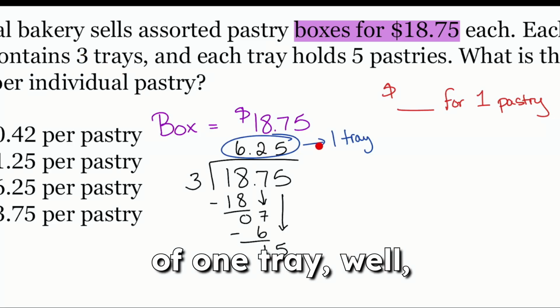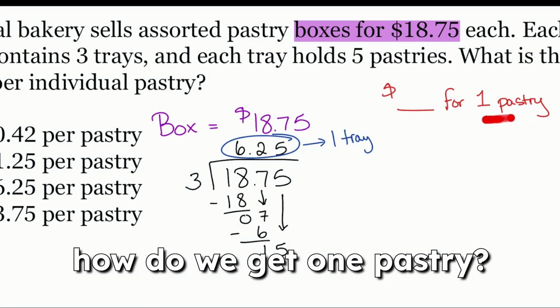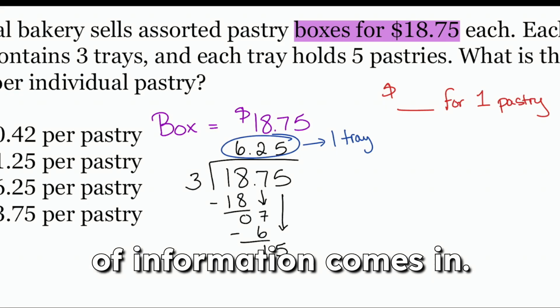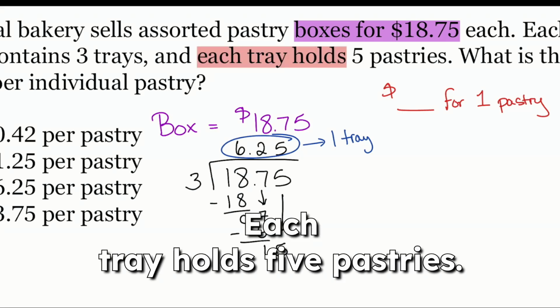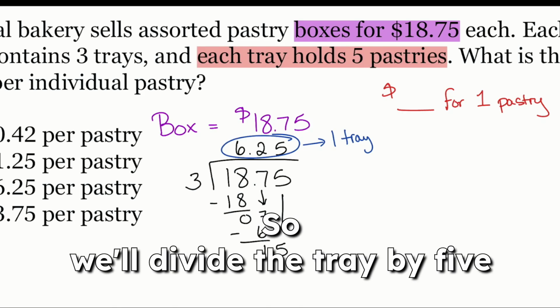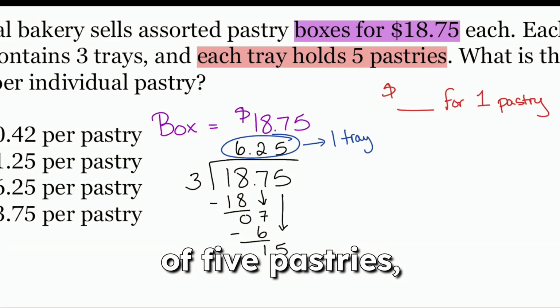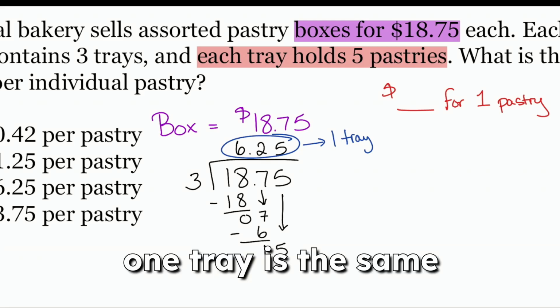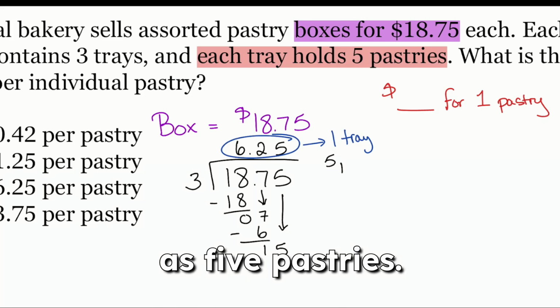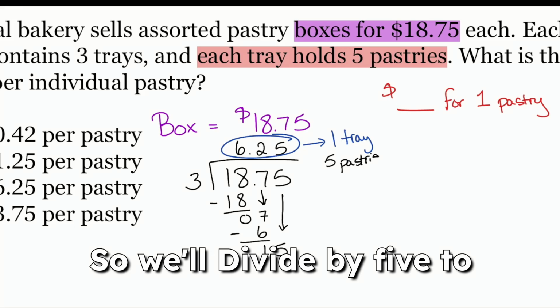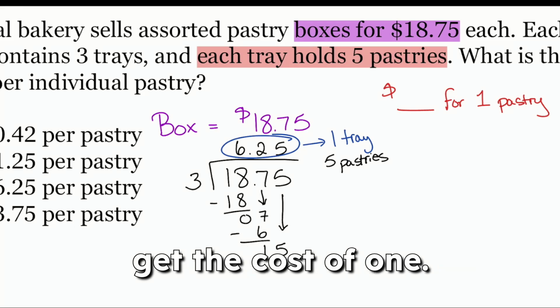Now that we have the cost of one tray, how do we get one pastry? That's where this piece of information comes in. Each tray holds 5 pastries. So we'll divide the tray by 5 so we can see not the cost of 5 pastries, but the cost of 1. Again, one tray is the same as 5 pastries, so we'll divide by 5 to get the cost of 1.